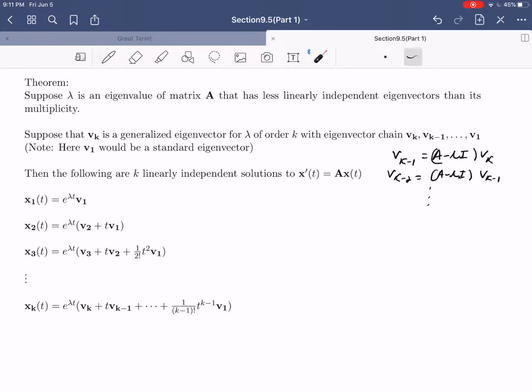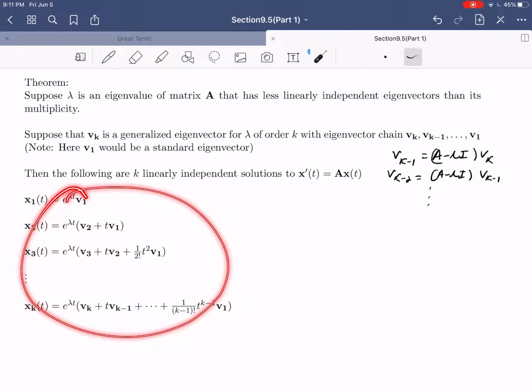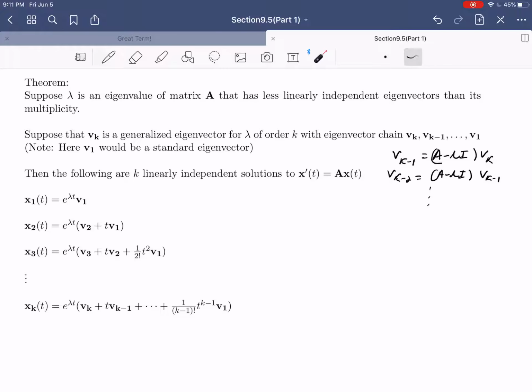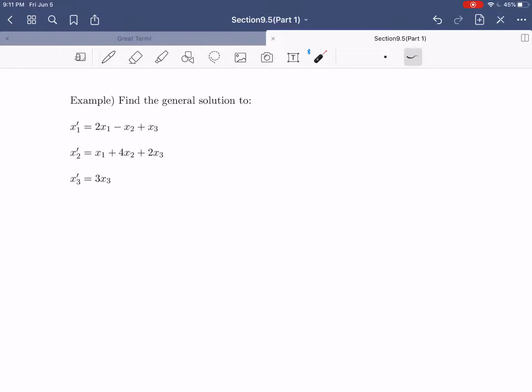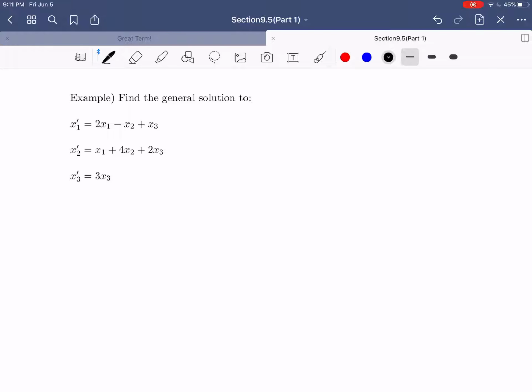So let's hop into our examples and make sure that we can actually understand what this theorem is stating. Our first example: we're going to try to find the general solution to x1' = 2x1 - x2 + x3, x2' = x1 + 4x2 + 2x3, x3' = 3x3. At the beginning, of course, we have no idea if this is going to be defective or non-defective. We just have to start as normal by changing it into a vector differential equation and trying to find the eigenvalues.